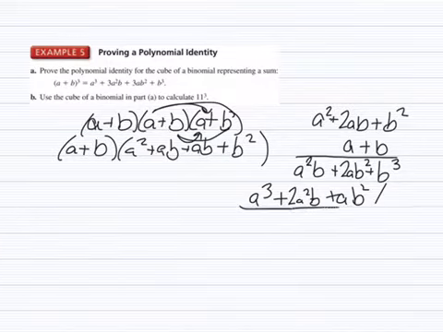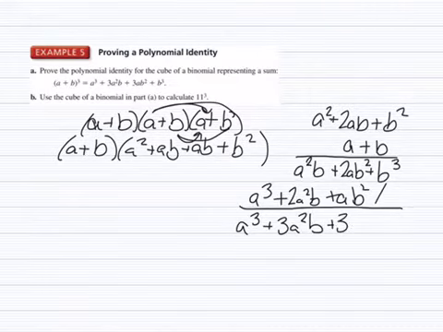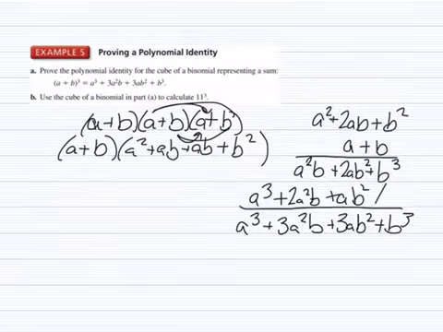Now if I combine my like terms that are stacked up, I am going to get a cubed plus 3a squared b plus 3ab squared plus b cubed.